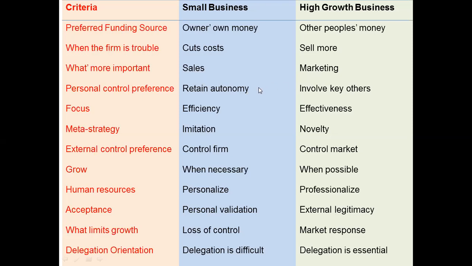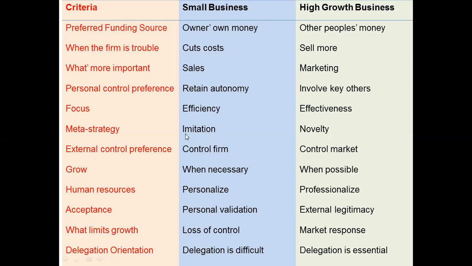Then the personal control preference: in small businesses, we retain autonomy, and there are not many people involved. Whereas in high growth businesses, we have to involve other key people within our business. We have to develop huge teams and then sub teams, and then assign them goals, their performance indicators, and all that, like whatever a successful organization needs. So you will be using that as a personal control preference. Focus is on efficiency in small businesses, whereas on effectiveness in high growth businesses.